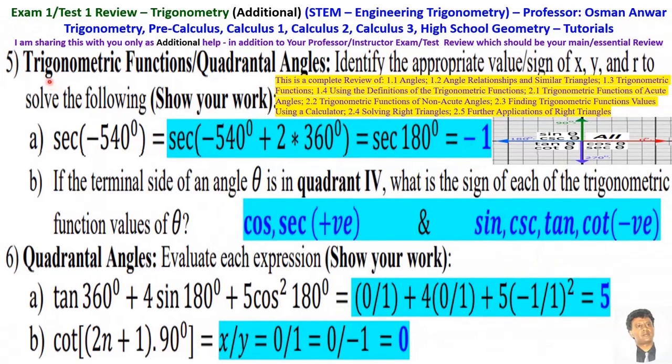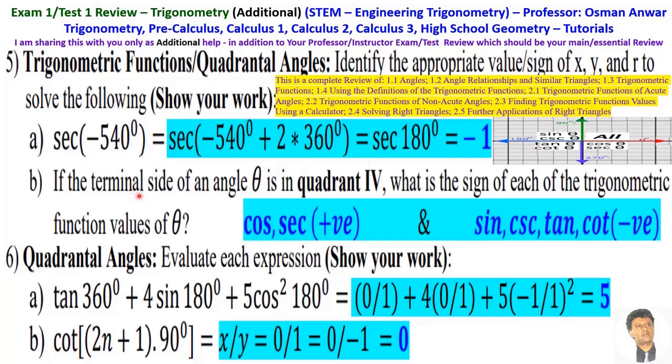Number 5 is trigonometric functions and quadrantal angle. So A, find the sec of minus 540 degree. First find the first positive coterminal to this, which is sec of minus 540 degree plus 2 times 360, and that is sec 180 degree, and that is equal to minus 1.